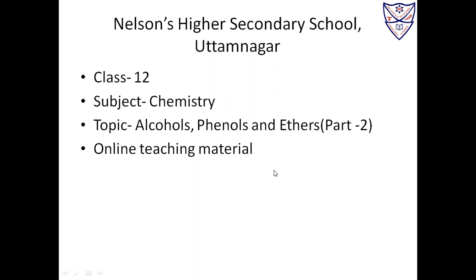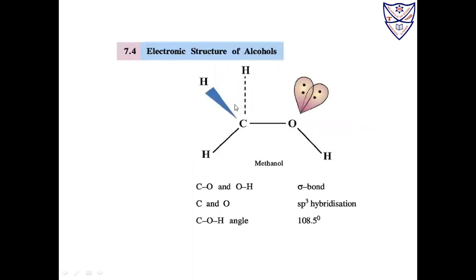In the previous lecture, we have studied about the primary, secondary and the tertiary alcohols. So now we are going to study about the electronic structure of the alcohols. So let's continue with the terms. So electronic structure of alcohol. So see the structure over here.